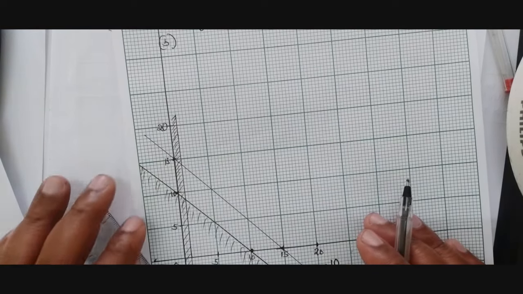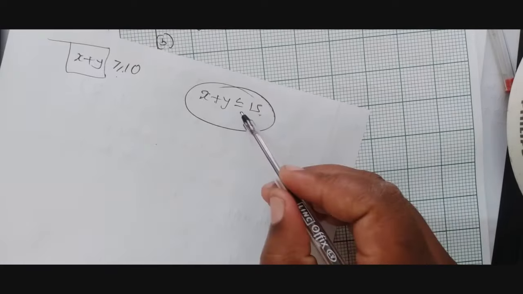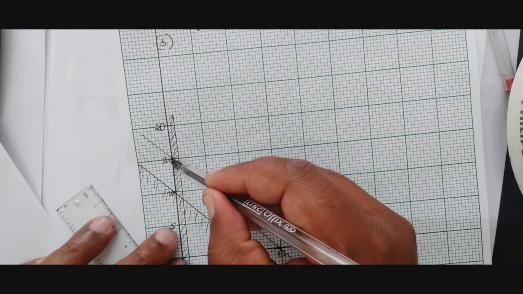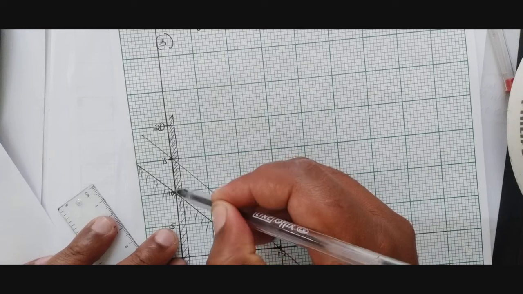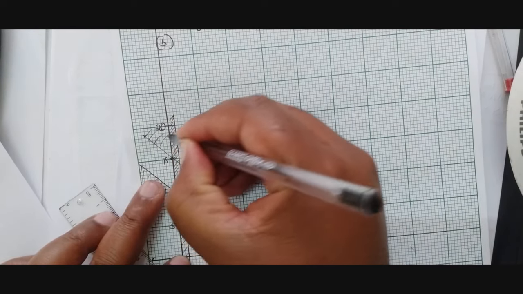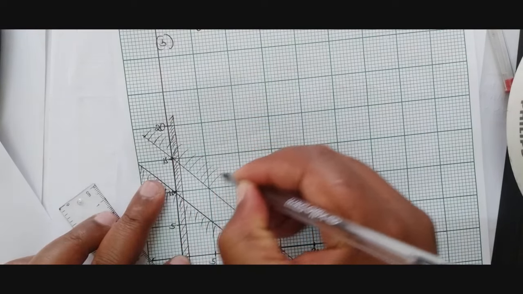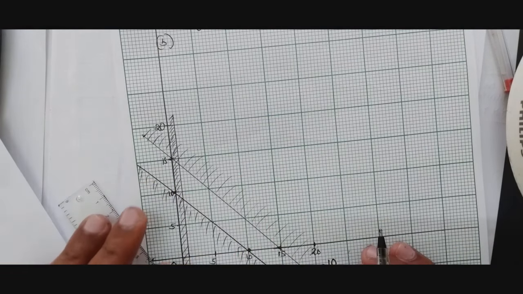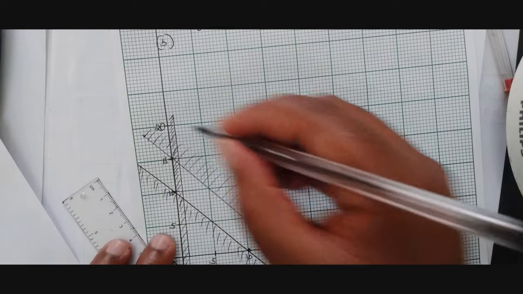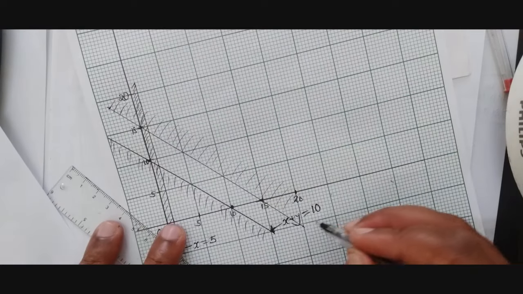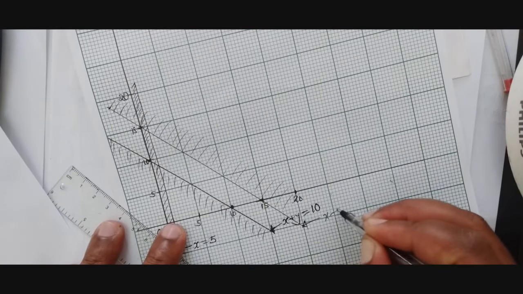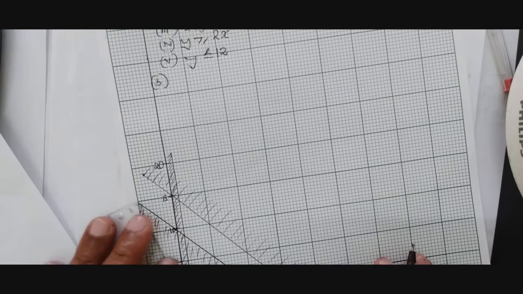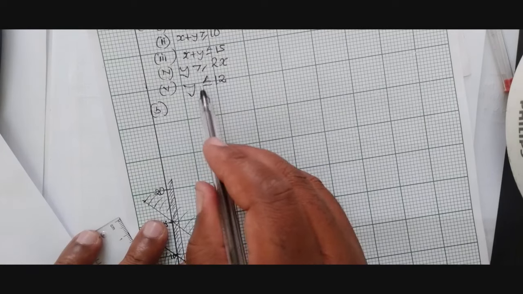So we want the less part, so we cancel the part that is greater. From here going upwards it is greater, from here coming down it is less, so we shade this. We cancel what we don't want. Then you can name this as x plus y is 15. Then we can go to the next one.